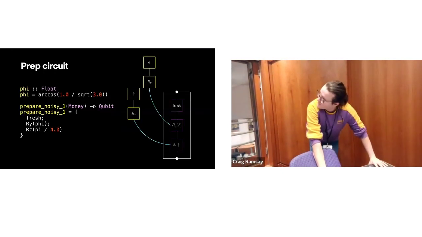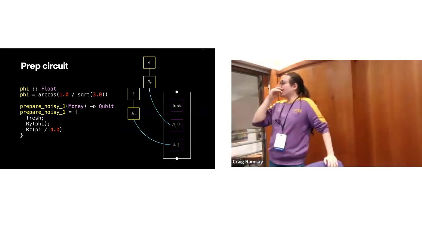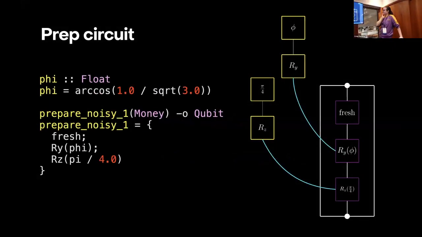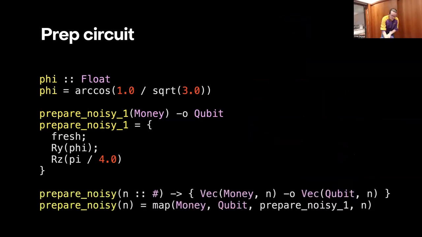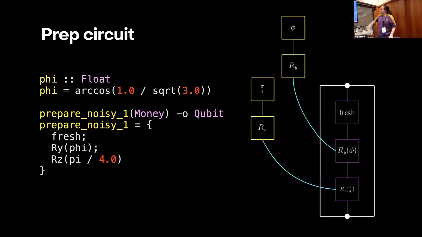So with this, we should be just about there. Preparing our noisy states isn't super interesting. We're just doing some weird gates, and we're creating a fresh qubit and applying some weird gates. So we have prepare noisy for one qubit, which says instantiate the money that we have, and then change the state, and we can call the map function that we defined to map that over n qubits to scale up our algorithm. And this is an illustration of the way that we're splicing thunks into place.